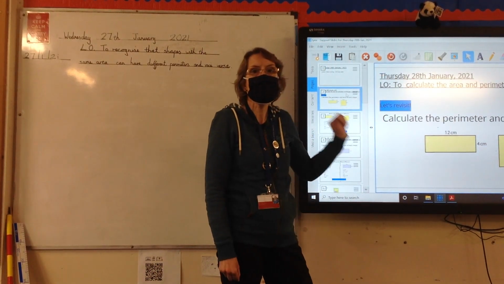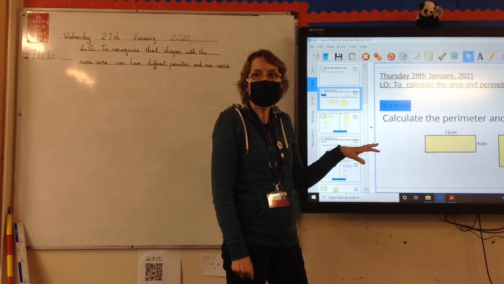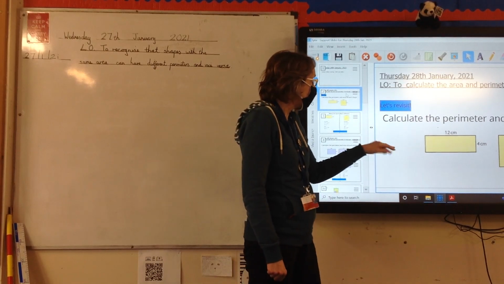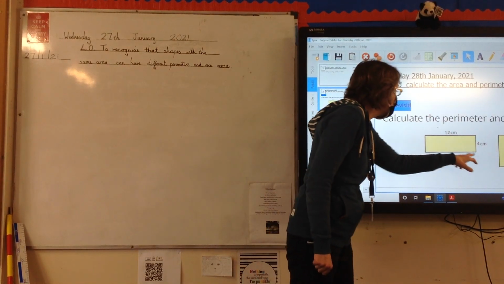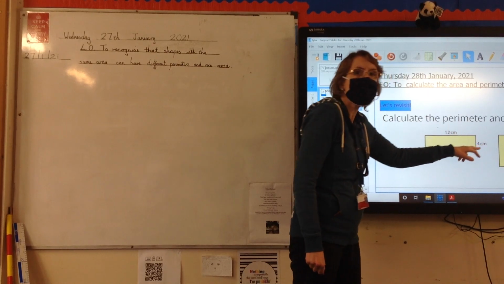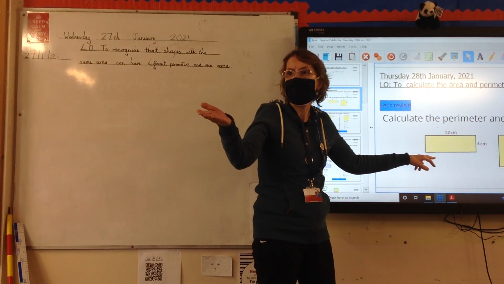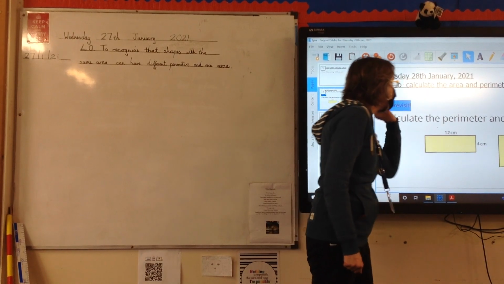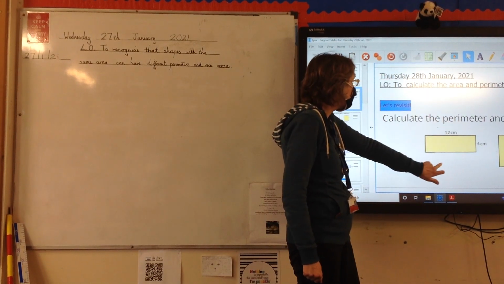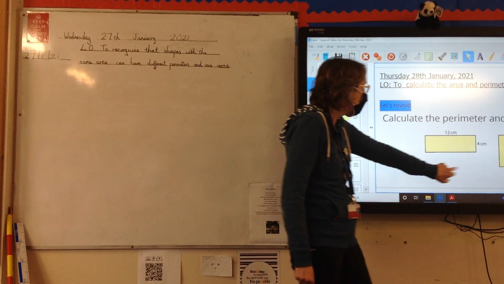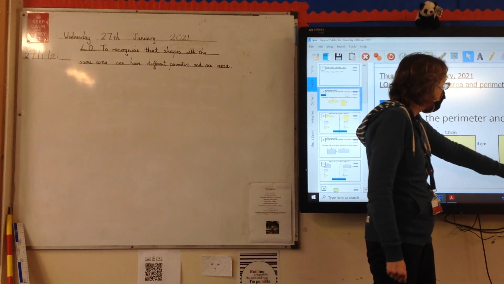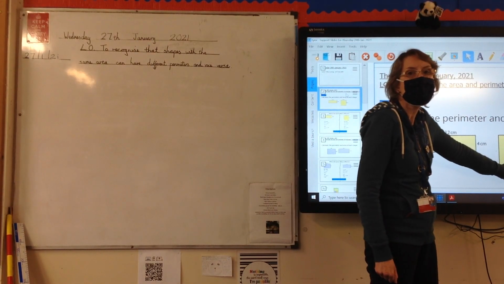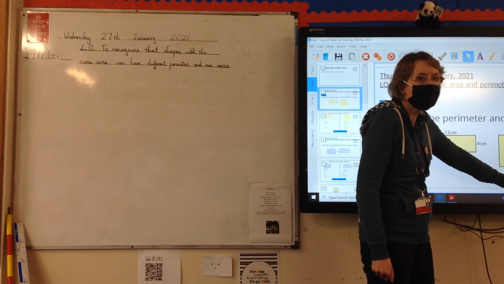Before we think about that, let's have a look at these two shapes on the board. I would like everybody at home and everybody in here to write down for me what the perimeter of that shape is. What's the perimeter? The outside edge. The distance all the way around the outside. So what is the perimeter? What is the area of that rectangle? What is the perimeter? What is the area of that square? Have a go.